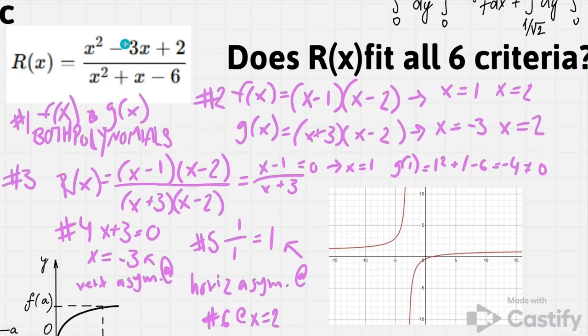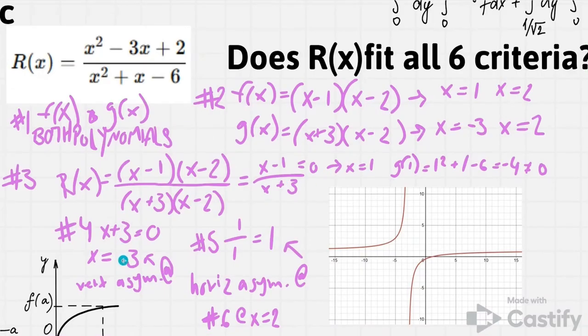The first criteria being that the numerator and denominator, which is f of x and g of x, are both polynomials, and they are. The second is that f of x and g of x should have either 2 or 3 roots, and they both have 2. Number 3 is that r of x should have at least 1 root, and equaling the numerator to 0, x is equal to 1, which is 1 root.